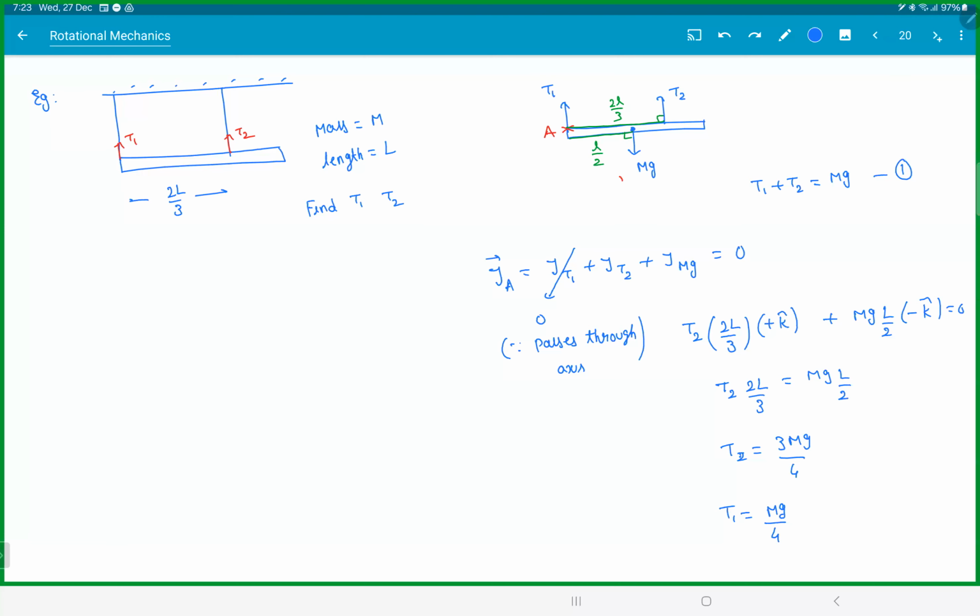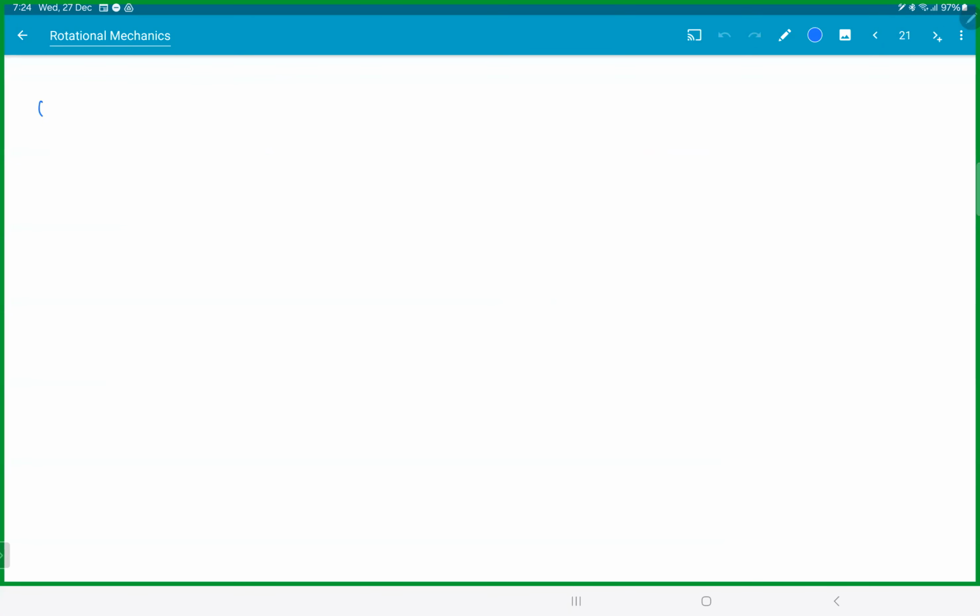Clear? Let's see a question. I'll give you something similar. Now you try. Have a look at this example. Any doubts? FBD, torque, equation solve. Clear? Now you guys try this thing.